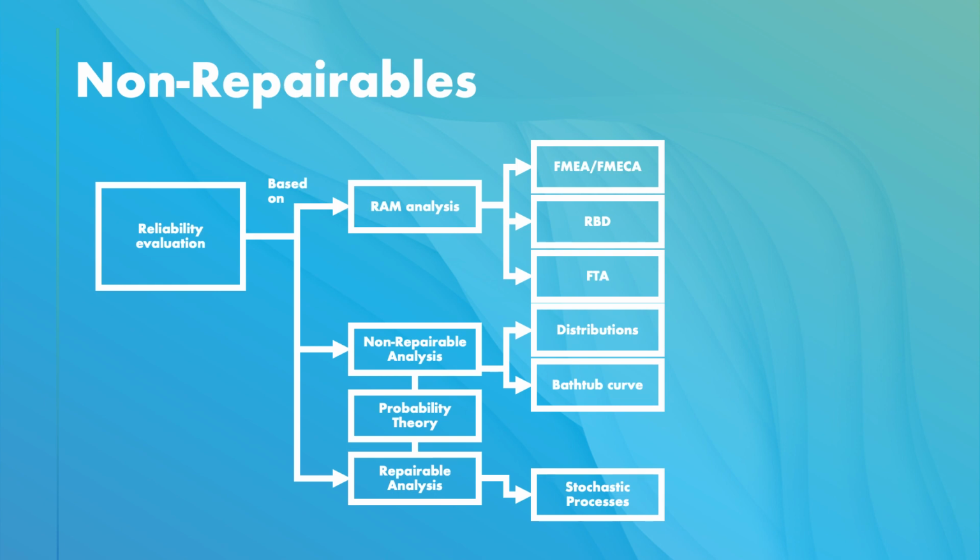And in non-repairable analysis and in repairable analysis, we both resort to probability theory. So probability theory is very important to establish the analysis of both non-repairables and repairables. Today we will discuss non-repairable systems, so we will talk about things such as the distributions that we can use to model the lifetime of an equipment and the bathtub curve. In the next lecture, we will focus more on repairables and we will focus on stochastic processes. But for now, let us stick to non-repairable analysis.